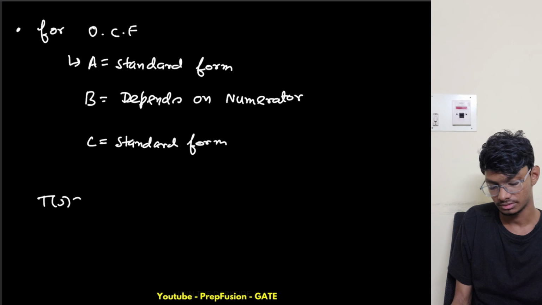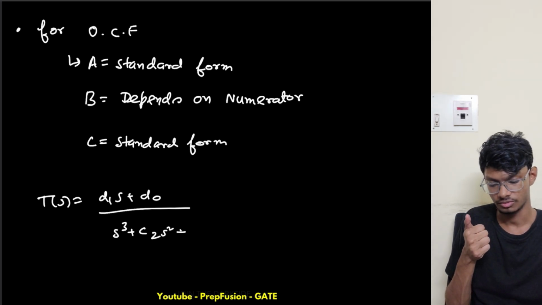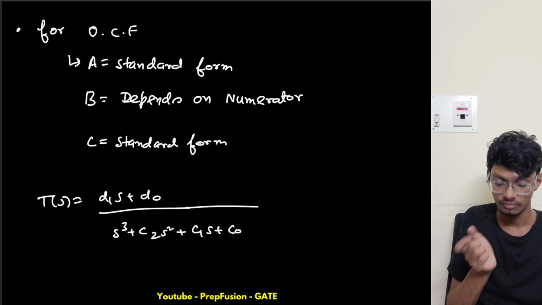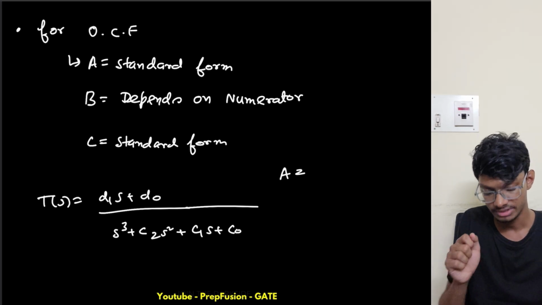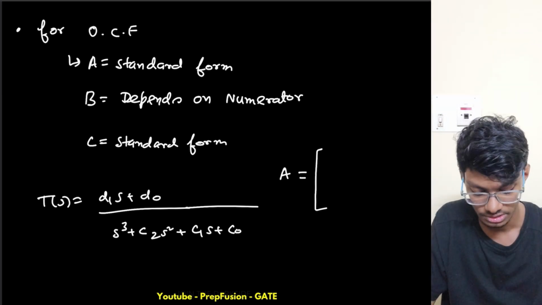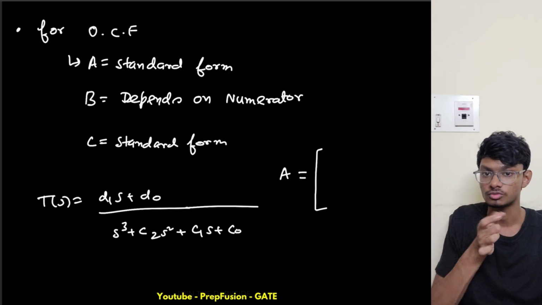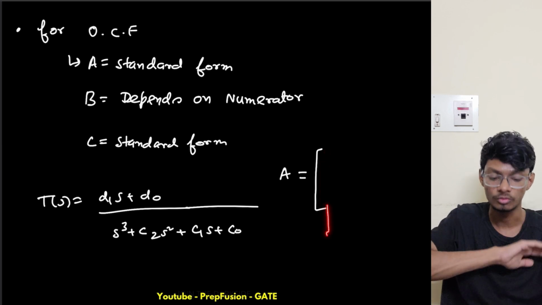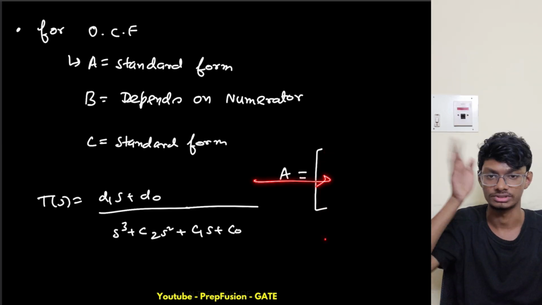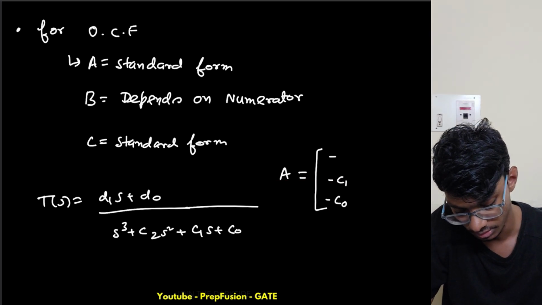If my transfer function is something like this, d1 s over s cube plus c2 s square plus c1 s plus c naught, I have already done this example. So if my transfer function is this one, then what will be my A matrix? The A matrix will again be in standard form. I will go from below to above. This time I will go column wise; there I was going row wise. So this is minus c0, minus c1 and minus c2.